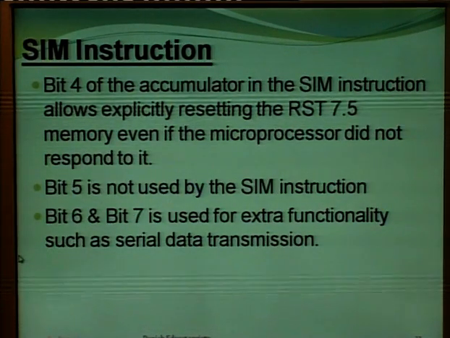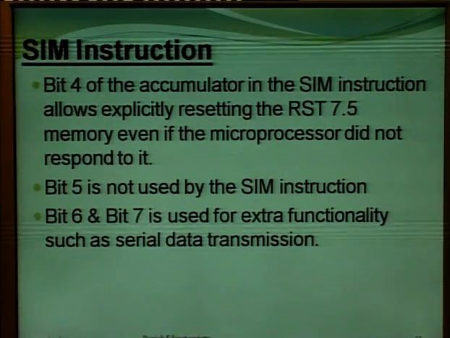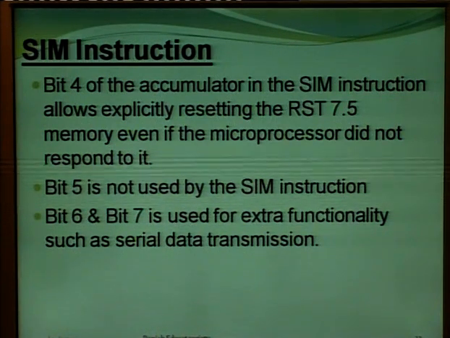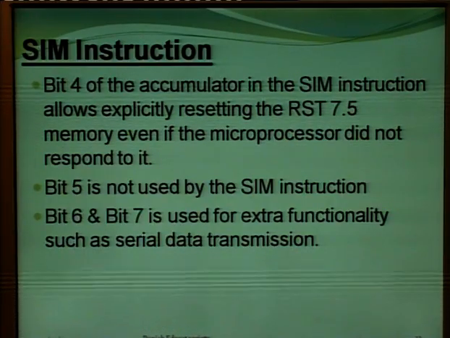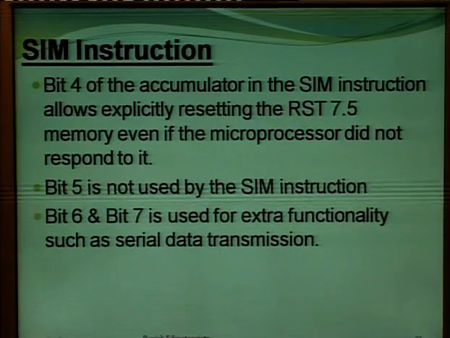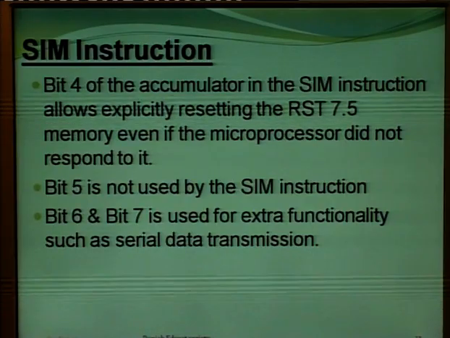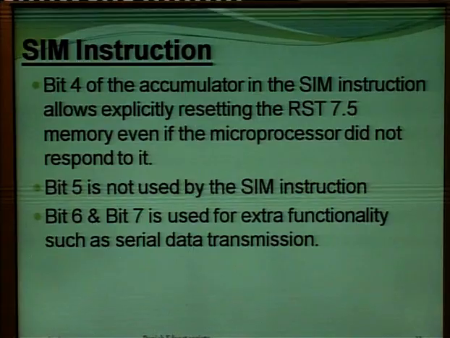Bit 4 of the accumulator in the SIM instruction allows explicitly resetting the RST 7.5 memory even if the microprocessor did not respond to it. So, this is only particularly for RST 7.5 to enable or disable it. Bit 5 is not used. Bit number 6 and bit number 7 are used for extra functionality such as serial data transmission.